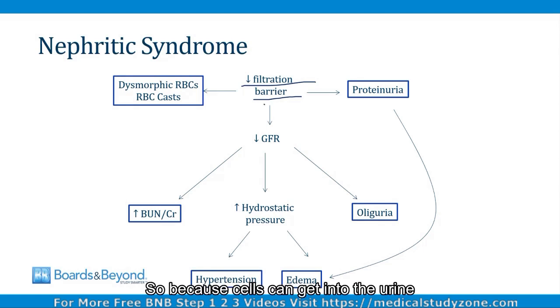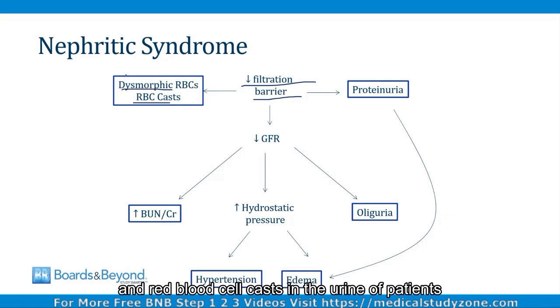So because cells can get into the urine in nephritic syndrome, red cells find their way into the nephron, and as they move through the tubules of the nephron, they can become misshapen. This is referred to as dysmorphic red cells, and they can also form casts. And you can see dysmorphic red cells and red blood cell casts in the urine of patients who have the nephritic syndrome. These patients also develop proteinuria, and when there's proteinuria, there's low capillary hydrostatic pressure. And this allows fluid to leak out of capillaries into tissues, and that contributes to the formation of edema, which can occur in the nephritic syndrome.